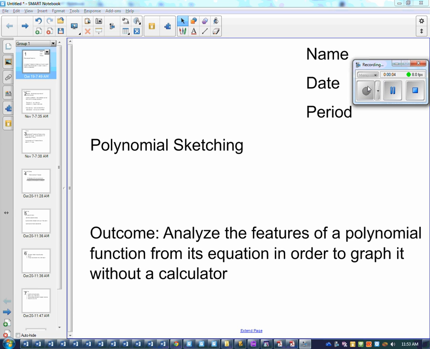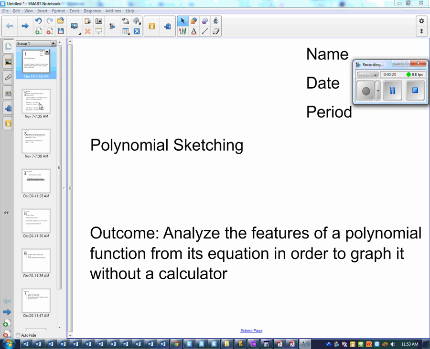Make sure you have your name, date, and period in the top right-hand corner. The title of this note is Polynomial Sketching. Your goal is to be able to analyze the features of a polynomial function from just its equation so that you can produce a sketch of what its graph should look like without actually using a calculator.